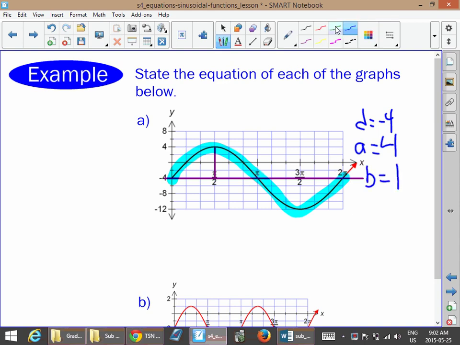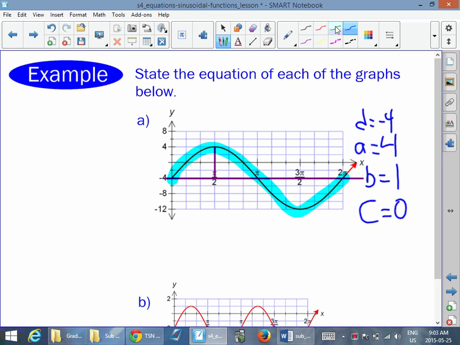Okay. Now, we need to consider what C is. Now, the standard sine graph starts in the middle and then starts to go up. So we've got to see where our graph starts. Our graph starts in the middle and then starts going up. So C is 0 because it has not shifted from the position that it usually starts at.